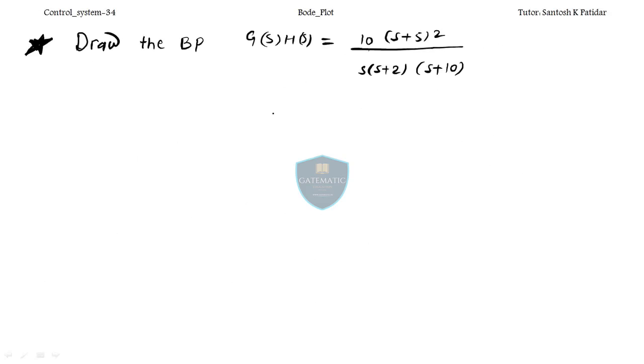So come here, draw the Bode plot. The open loop transfer function is given. Now the corner frequency concept will be clear over here. Okay, everything will be clear to you people.